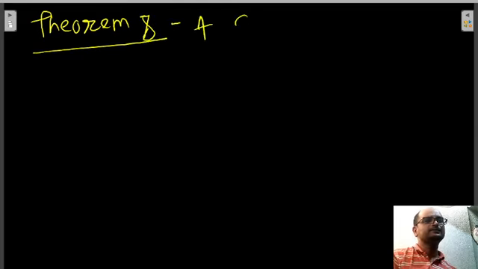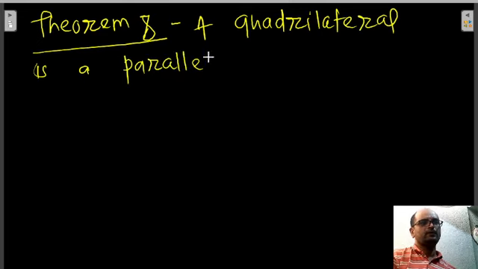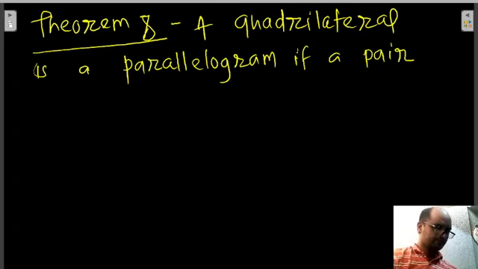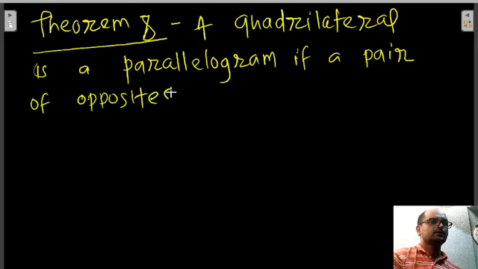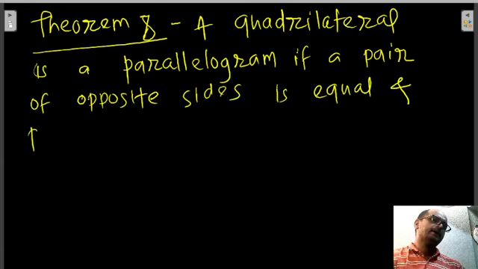Theorem 8: A quadrilateral is a parallelogram if a pair of opposite sides is equal and parallel.